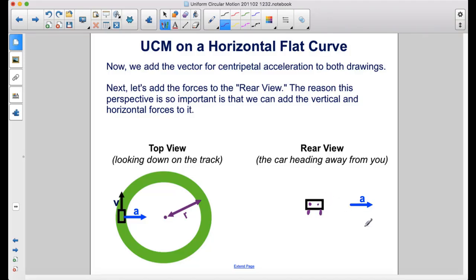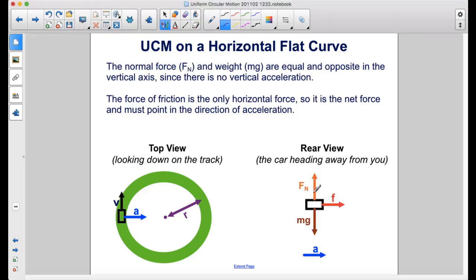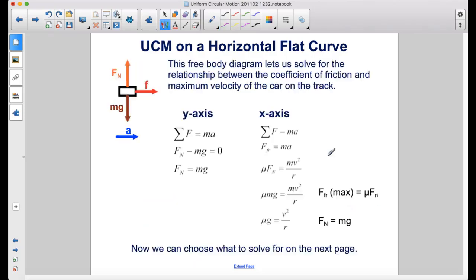The reason why this perspective is so important is that we can add the vertical and horizontal forces to it. The normal force and the weight are equal and opposite in the vertical axis, since there is no vertical acceleration. The force of friction is the only horizontal force, so it is the net force, and thus must point in the direction of acceleration, to the right. This free body diagram lets us solve for the relationship between the coefficient of static friction and the maximum velocity of the car on the track.